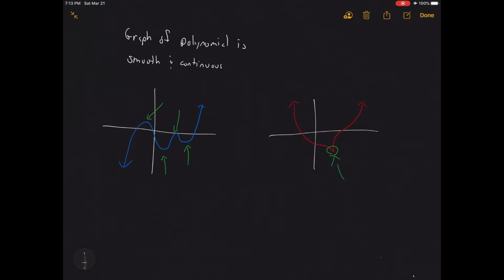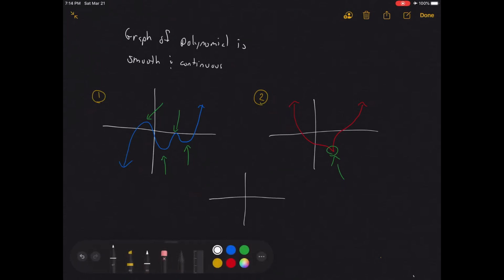and which is not a smooth change of direction. So the one that I have over here in blue, we'll just call that one number 1. And this one over here, number 2. Number 1 is smooth, and it's also continuous. Now, one thing I didn't show you was something that's discontinuous. And discontinuous means, and we'll call this one number 3, discontinuous means that it actually has a break in the graph somewhere.